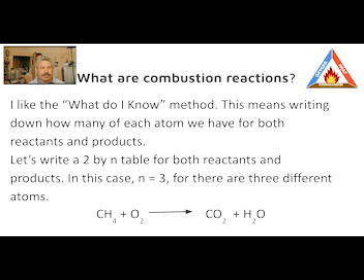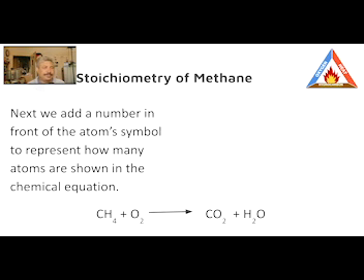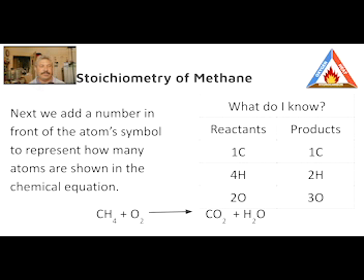In this case, N equals 3 because there are 3 different atoms: carbon, hydrogen, and oxygen. I'm not going to include N in terms of the headers. Next, I'm going to add the number in front of the atom symbol to represent how many atoms are shown in the chemical equation. Thus, what do I know? For the reactants, there is 1 carbon atom, 4 hydrogen atoms, and 2 oxygen atoms. 1 carbon atom is in the methane, 4 hydrogen atoms are in the methane as well, and of course the 2 oxygen atoms come from the oxygen molecule.